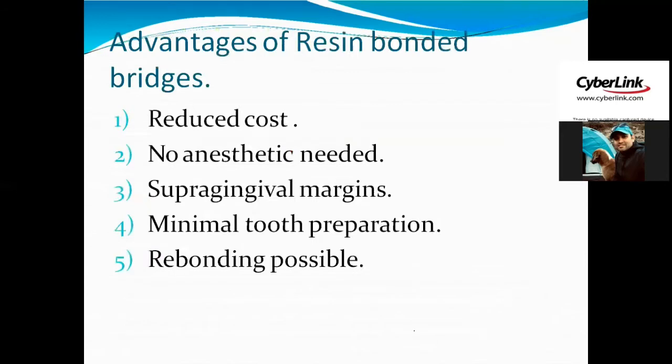There are various advantages of the resin bonded bridges: non-invasive to dentine with lingual and proximal preparation, including occlusal rests, decreased pulpal irritation, right? Conservative, with undeniable patient appeal and comfort, decreased tissue irritation due to placement of supragingival margins, and they do not require cast alteration or removable die preparation. There is a reduced cost also, no anesthesia needed, right? And rebonding is possible, and there is minimal tooth preparation if required.